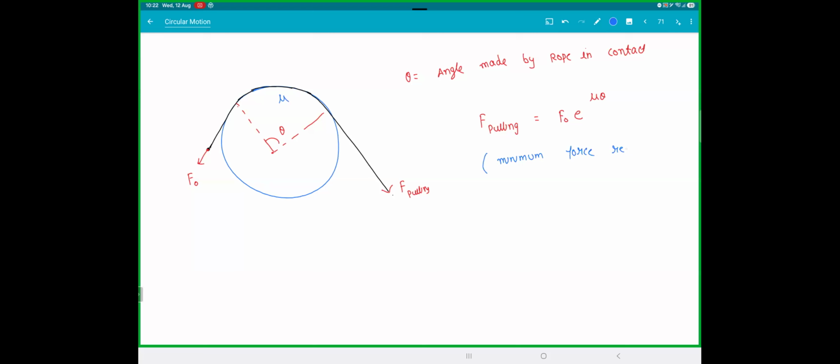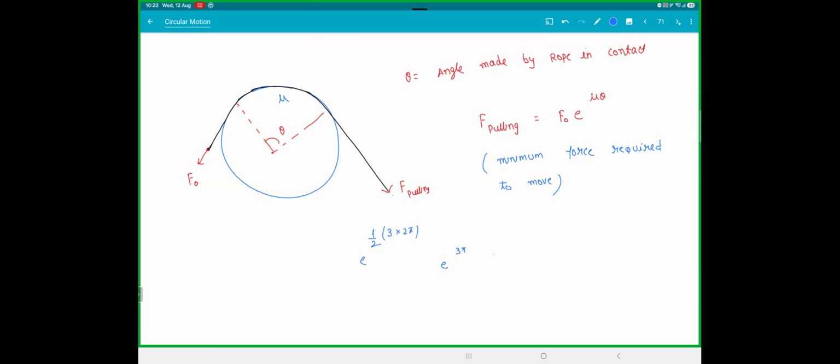This is a pretty big value. Meaning, if you see that, required to move. So that is exponential. Let's say the value of mu is half. And let's say if you take a cylinder and tie the rope around it 3 times, then the angle will become 3 times 2 pi. That would be e power 3 pi.